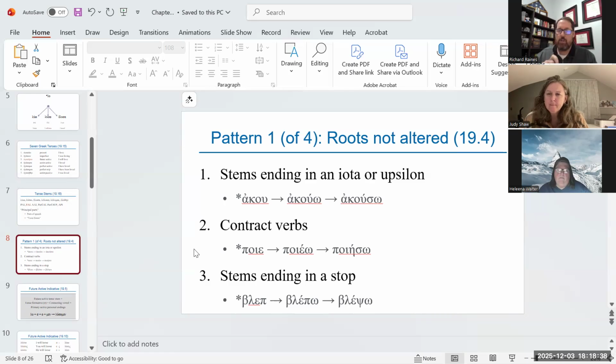But in Greek, when you have that bleps sound, right? You add that sigma. We'll just do English, B-L-E-P-S, that sound. In Greek, they lengthen that to a psi. I'm going to show you a chart in just a minute. And if you think about it phonetically, think about the sound that they make, it'll make a lot more sense. We'll cover it in more detail. But this slide is just letting you know that within that pattern one, there are three categories. And here are the three categories: stems ending in an iota or an upsilon, contract verbs, and then stems ending in a stop.